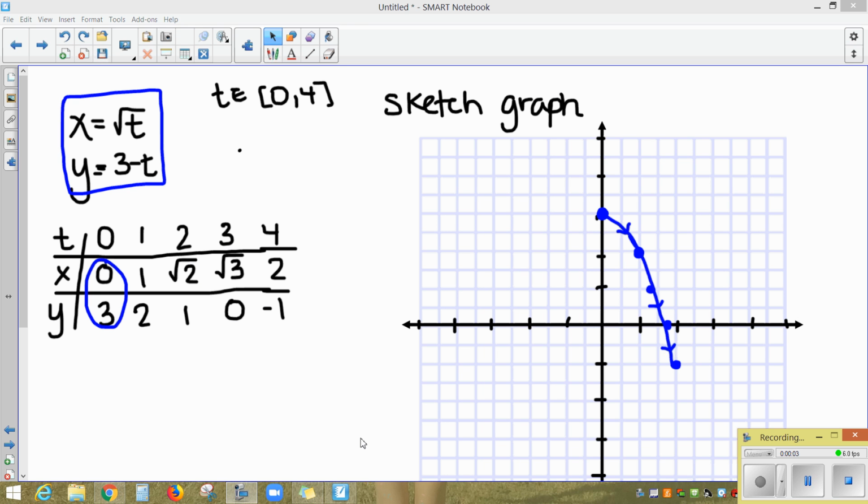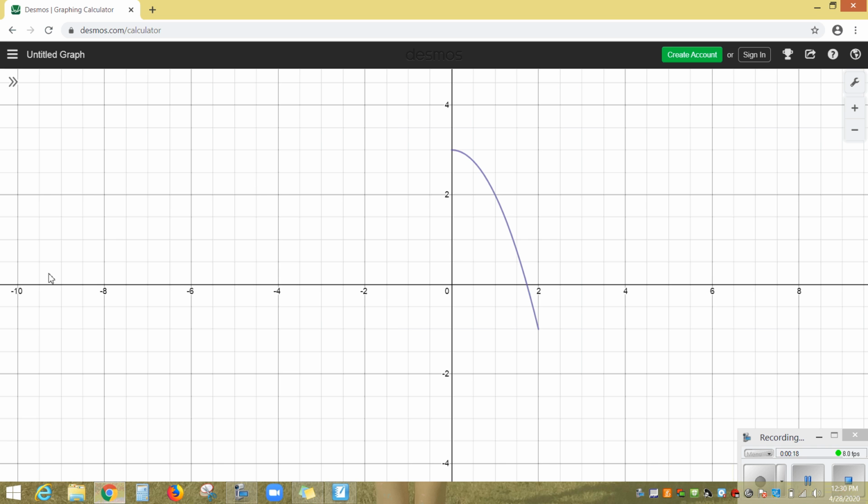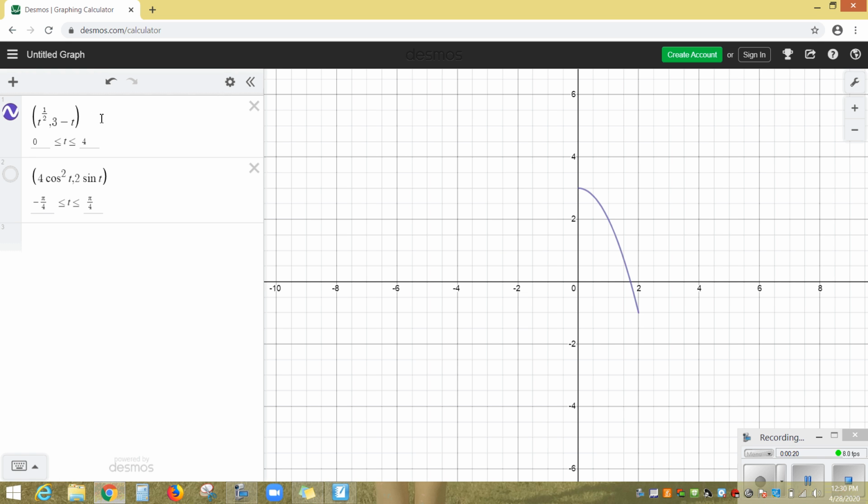Last video we were working with a set of parametric equations, and we came up with this picture right here that went along for our interval from t equals 0 to 4. One thing our textbook author will ask us is to look at that, and I went to Desmos to draw that same sketch that we just did.